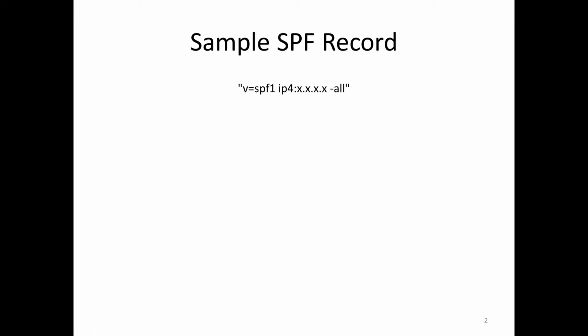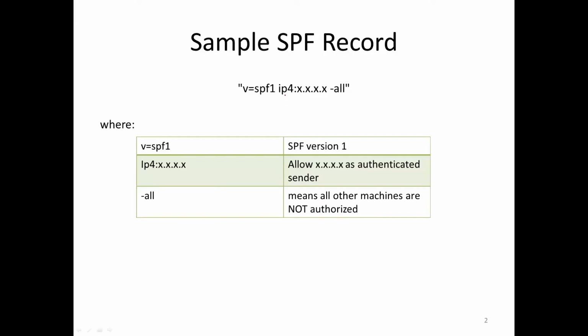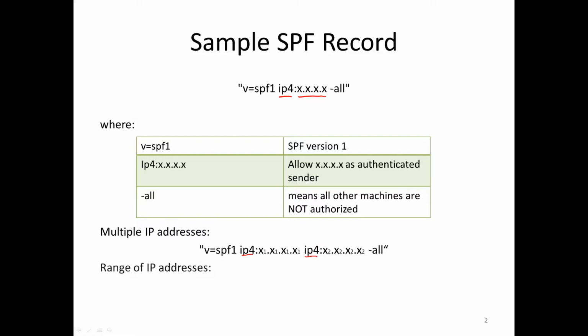Next, we have v=spf1 ip4:x.x.x.x. So in this case, we use the ip4 parameter to hard code the IP address that you want to allow. Now, if you want to allow multiple IP addresses, you can use the ip4 parameter multiple times, as you can see on this example. So ip4, the first IP address, then another ip4 for another IP address. And lastly, if you want to set a range of allowed IP addresses, you may simply use the CIDR format for the range of IP addresses.